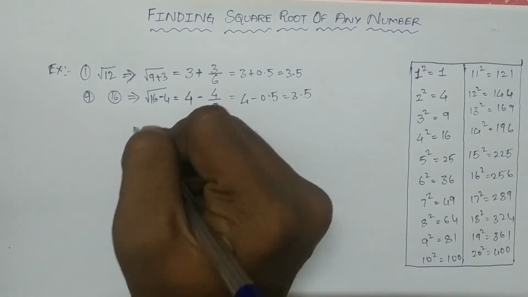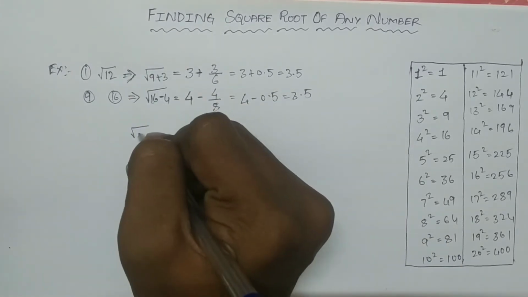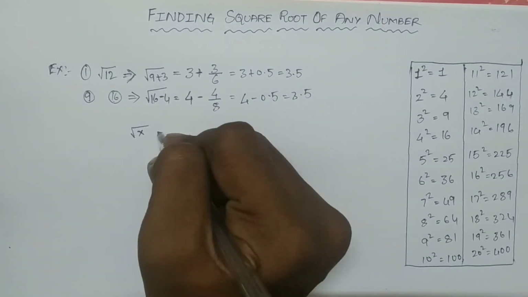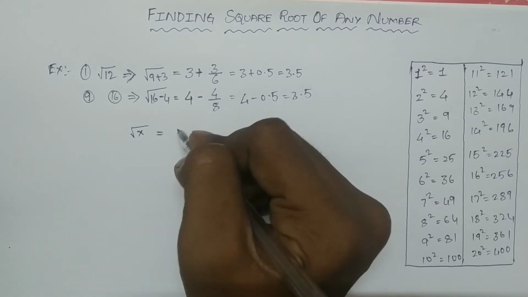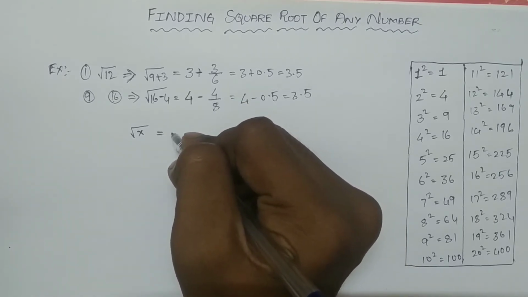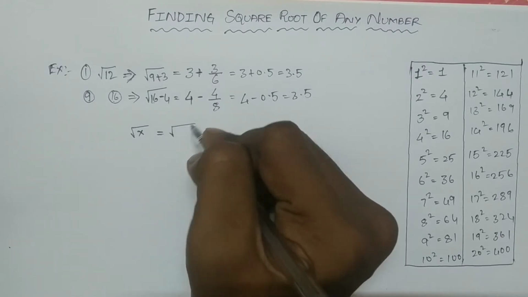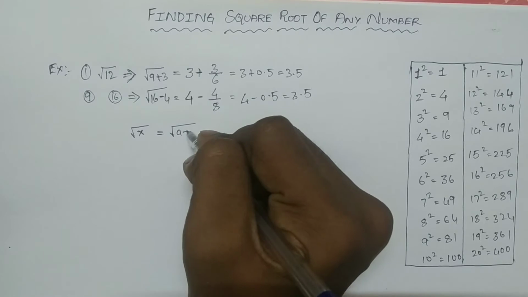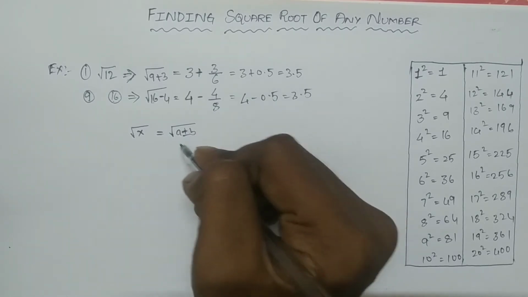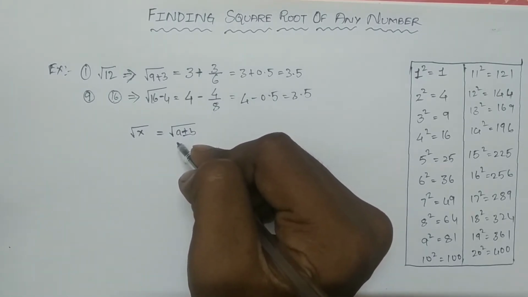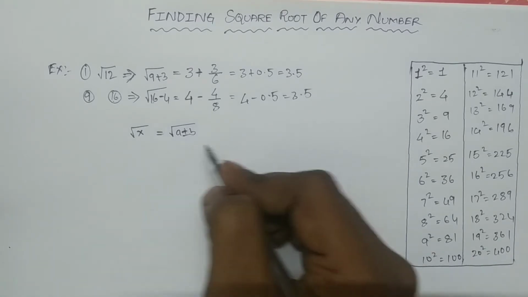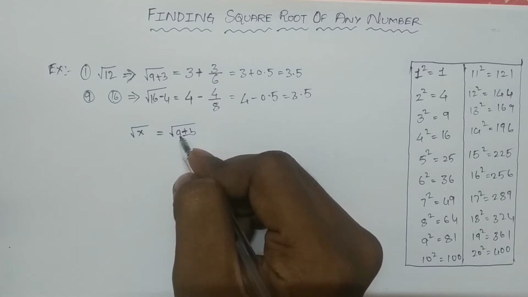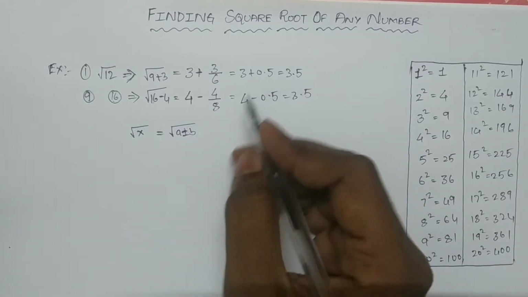If there is a number x, and we have to find the square root of x, then the method is: we write x in the form of a plus or minus b, where a is the nearest perfect square. It may be the greater or the smaller. If it is smaller, we place plus here. If it is greater, we place the minus symbol.